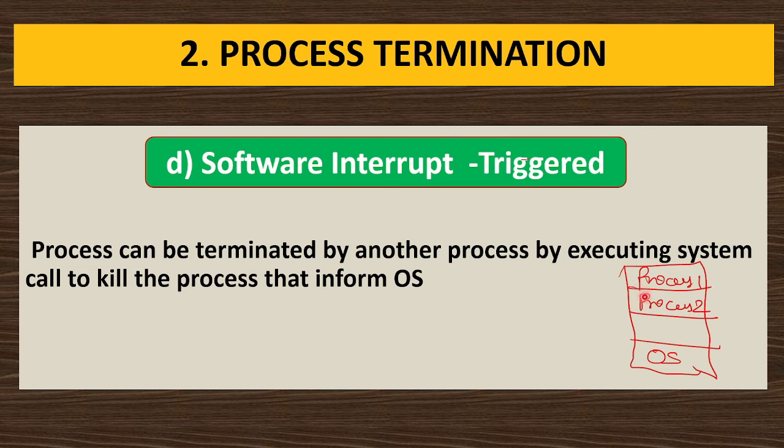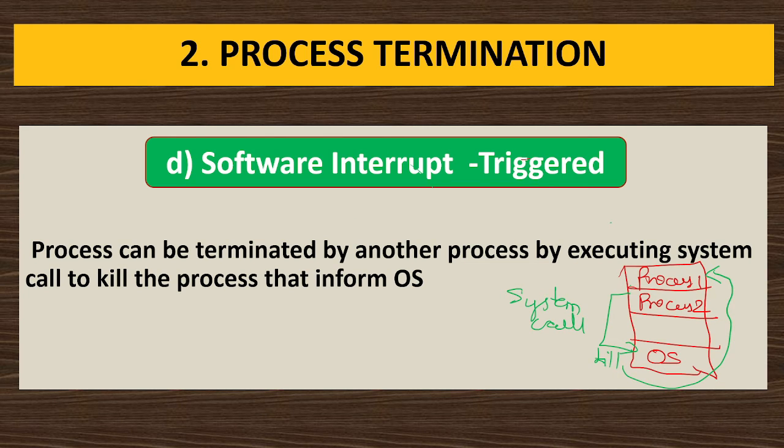How? It will terminate by executing a system call to kill the process that informs the OS. So process 2 will inform the OS by executing a system call to kill process 1. In this way, process 2 is terminating process 1 because it is telling the OS to kill process 1. How is it telling? By sending a system call to the OS.